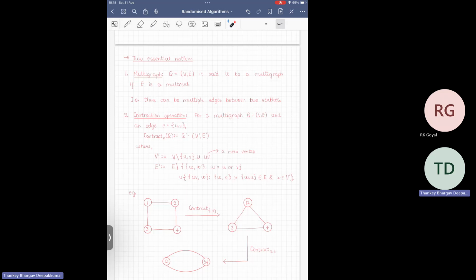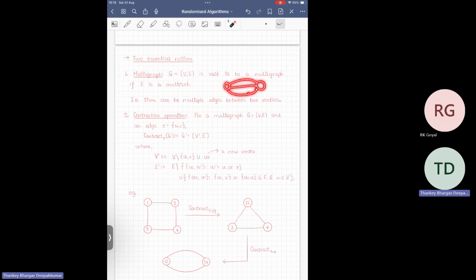A multigraph is a generalization of a graph. G equals (V, E) is said to be a multigraph if E is a multiset. So if we have multiple edges between the same set of vertices, then, for example, let's say you have two vertices, one and two. In a graph, you would have only one edge between them. In a multigraph, multiple edges are allowed, and this includes self loops as well.